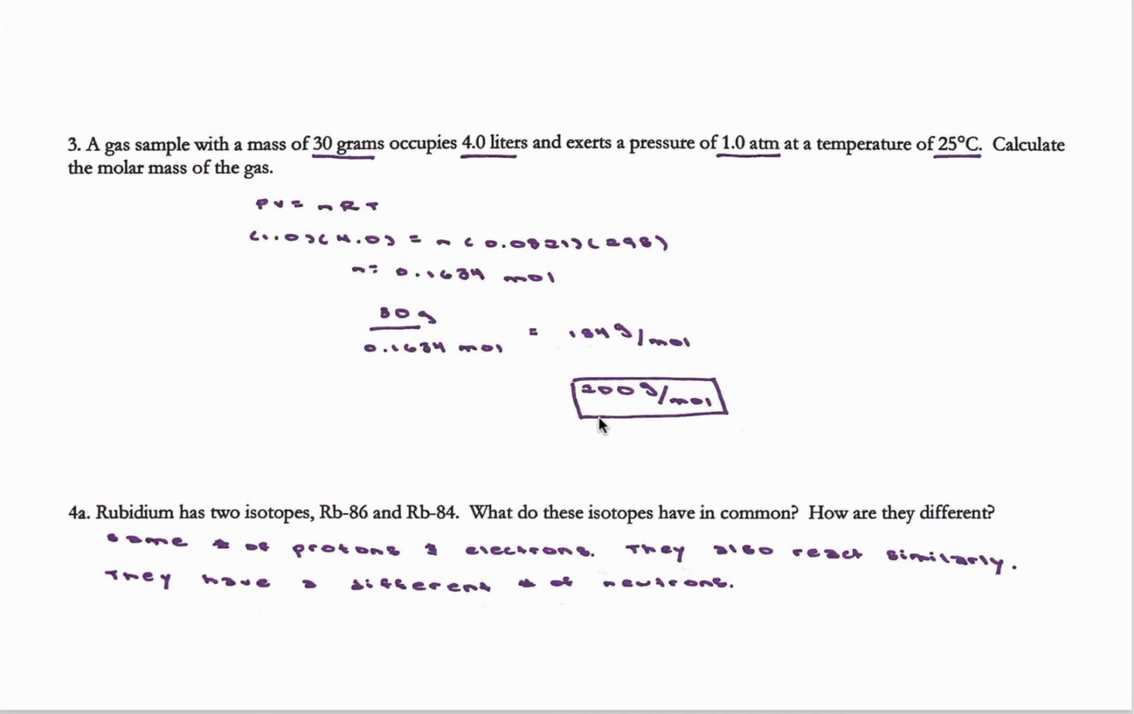For 4a, rubidium has 2 isotopes, 86 and 84. What do they have in common and how are they different? Well, isotopes of an element are going to have the same number of protons, because remember, as soon as you change the number of protons, you've changed the element that you're dealing with, and they have the same number of electrons. And therefore, because they have the same number of electrons and protons, they're going to react similarly. The one thing that they do differ in is their number of neutrons, and therefore their mass numbers will be different.